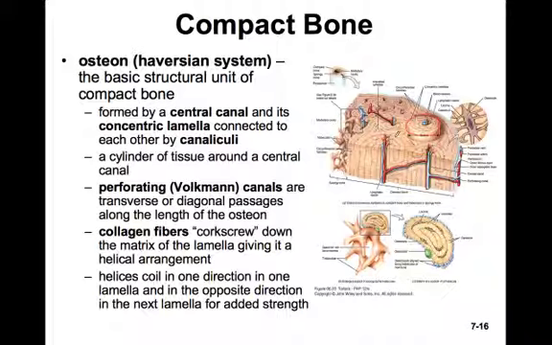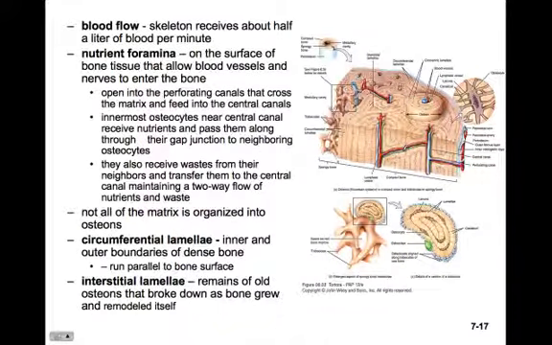Within the central canal, you'll find blood vessels and nerves. Also, you'll see perforating or Volkmann's canals. They are transverse or diagonal passages along the length of the osteon, bringing blood into each of the different osteons. The skeleton receives about half a liter of blood each minute. The blood vessels will enter into the perforating canals through the nutrient foramina. They allow them to cross the matrix and feed the central canals of all the different osteons in the bone.